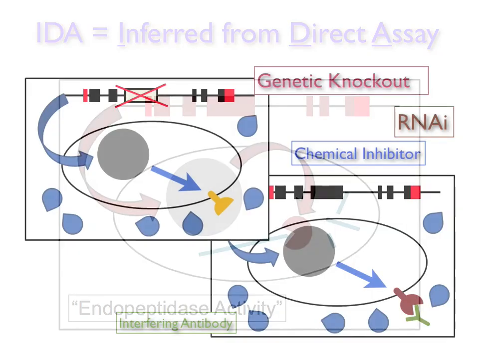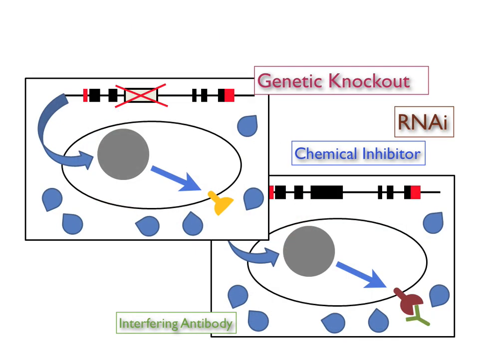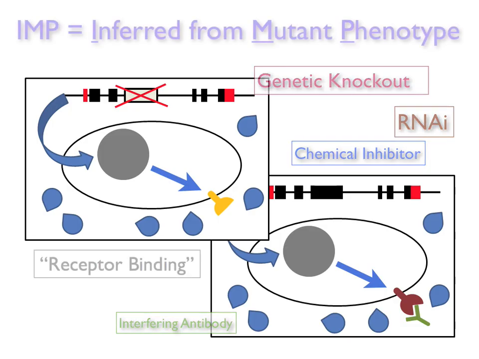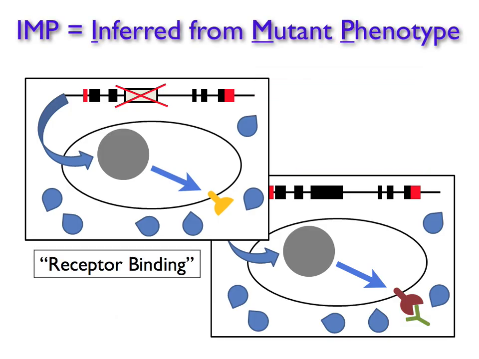On the other hand, suppose a researcher were to interfere with the normal function of a gene by reducing its expression or by inhibiting the function of its protein product. In that case, an annotation for the function, process, or cellular component of that gene would be said to be inferred from a mutant phenotype, and the evidence code used would be IMP.